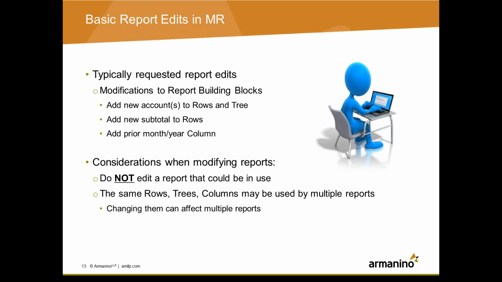Another, along the same lines, is that rows, trees, and columns can be used by multiple reports. They're not report specific. So if you just have a basic, month-to-date column structure, that might be used in 5 or 6 different reports. And so if you decide to edit that, you can't just check on one specific report to see if it's being used. You have to consider that any of those reports might be in use. So you just would want to keep track of that and just let people know. Usually if you give people notice that, for the next hour these reports are not available, then that takes care of things.